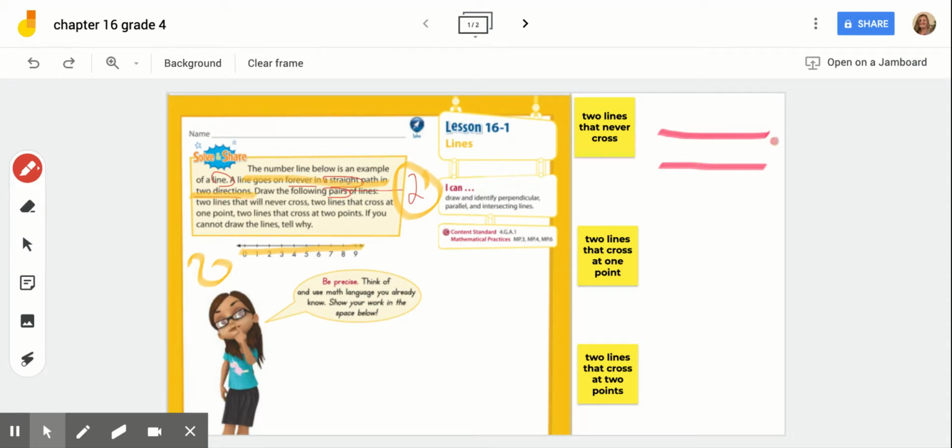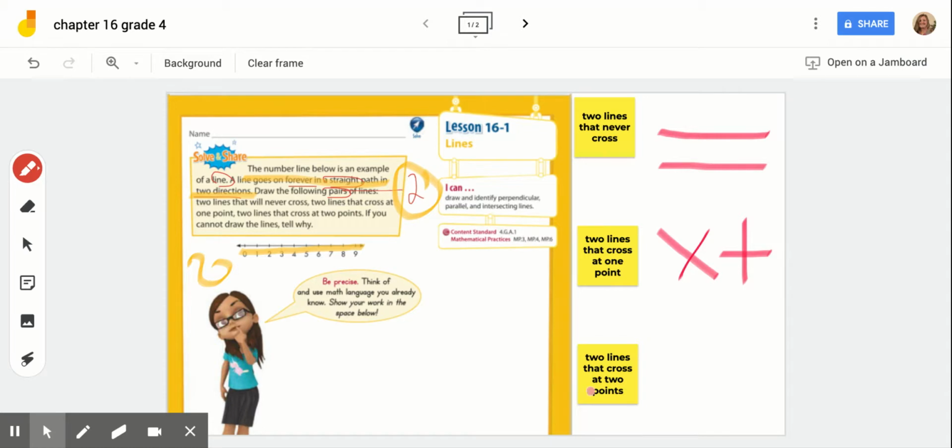Okay, so now we have 2 lines that cross at 1 point. Okay, so they can look like this. They can look like this. Regardless of what it looks like, they're asking for 2 lines that cross at 1 point. We have a point here. We have a point here. That's where those 2 lines cross.